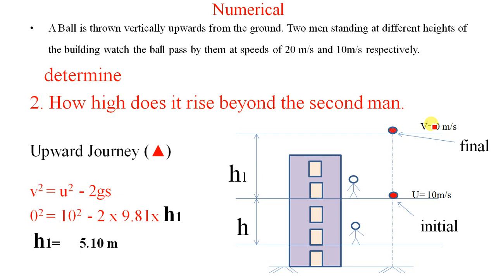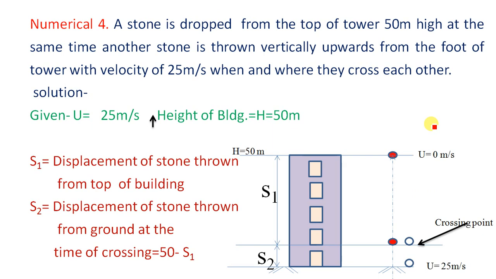Okay, got it? Simple problem. Now next problem. A stone is dropped from the top of a tower 50 meter in height. The height of this tower is 50 meter. At the same time, another stone is thrown vertically upward from the foot of the tower with a velocity of 20 meter per second. When and where do they cross each other?